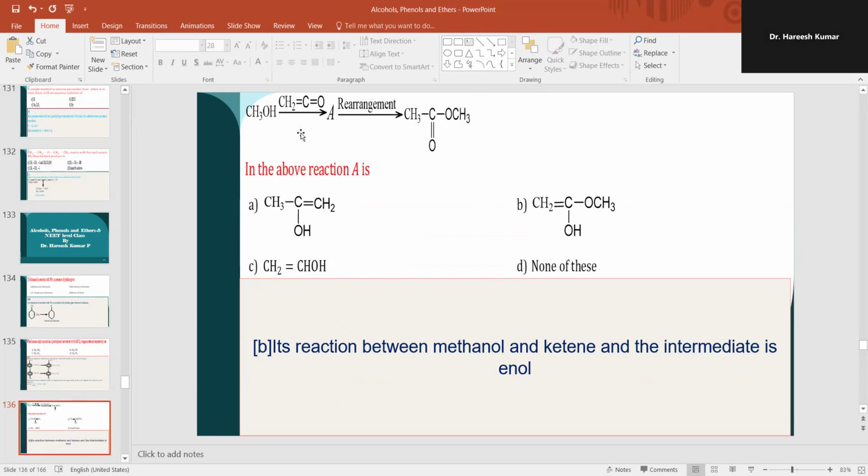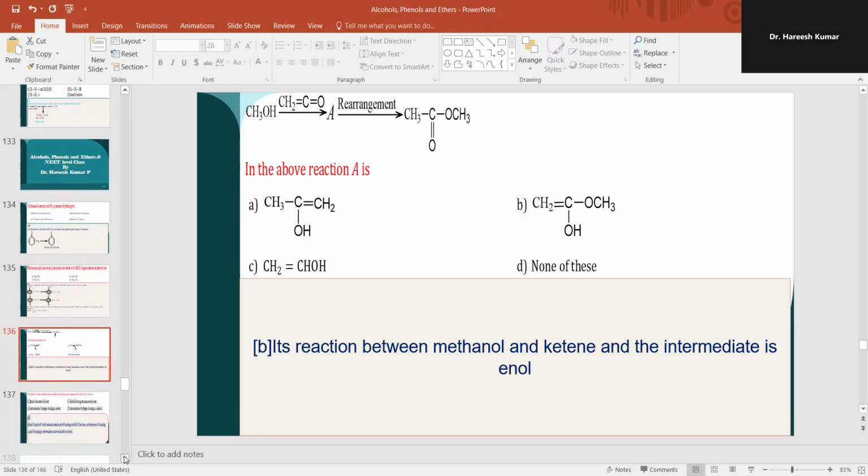Let's take another question. An alcohol reacts with ketene and the obtained one will be the enol. This is the one. Why? Because the lone pair present on the oxygen reacts with this carbon, and this bond pair picks up this proton, forming an intermediate called enol. Option B is the correct one. Let's take another question.